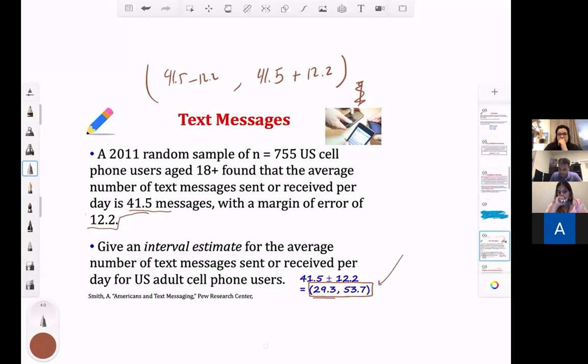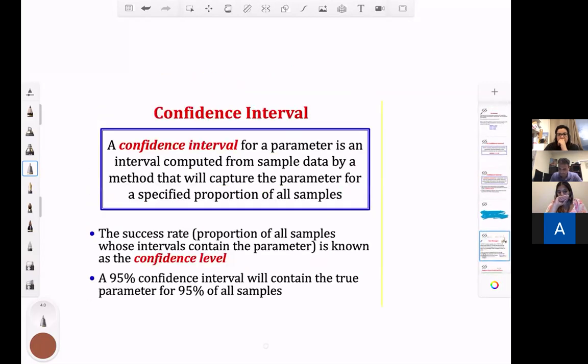Let's have another. Confidence interval. A confidence interval for a parameter is an interval computed from sample data by a method that will capture the parameter for a specific proportion of all samples. I mean, just memorizing it is not good. This should make sense to you. What is a confidence interval?